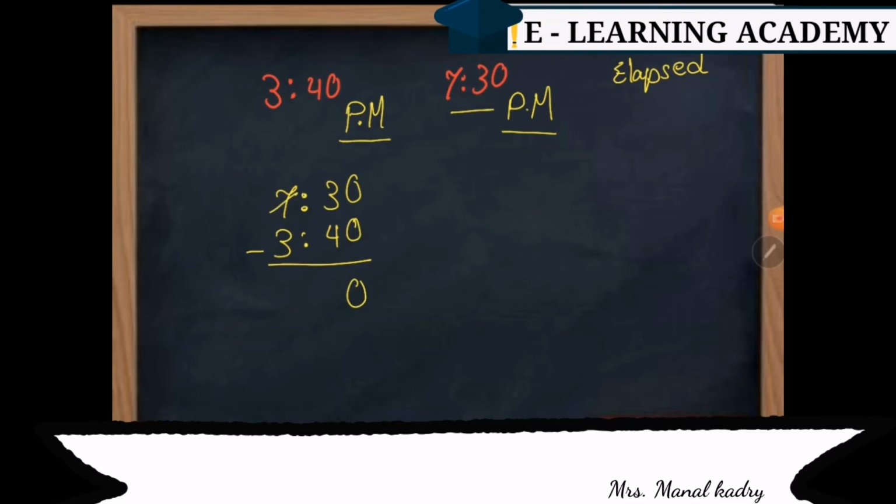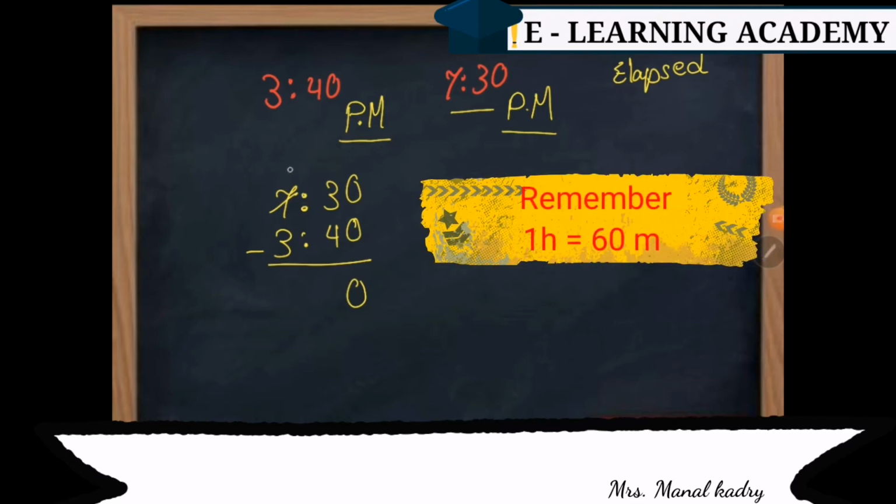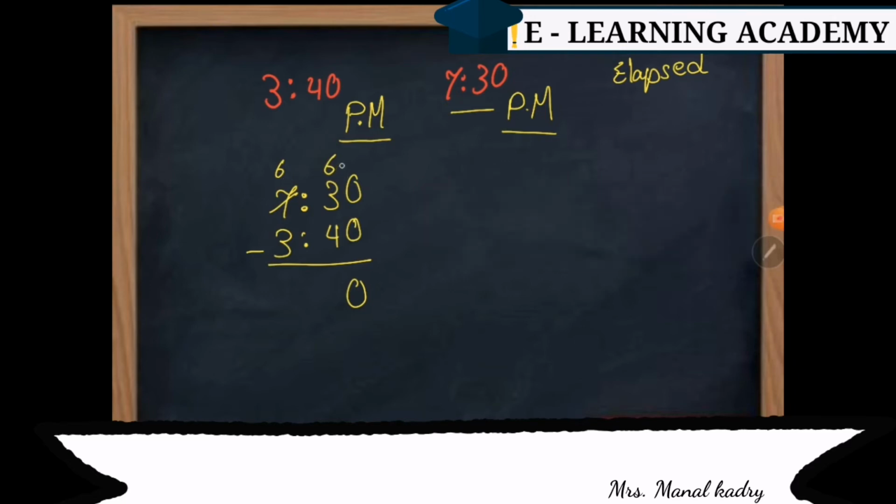Remember when we said we need only one rule? I borrow from the hours, so this becomes 6. From the hours to the minutes, remember, I take 1 hour as 60 minutes. So now I have 6 plus 3, which is 9. 9 minus 4, now I can do the subtraction, is 5. So now I have the minutes. 6 minus 3 is 3. So the elapsed time I got is 3:50. And that's it for the normal condition, when both are PM or both are AM.